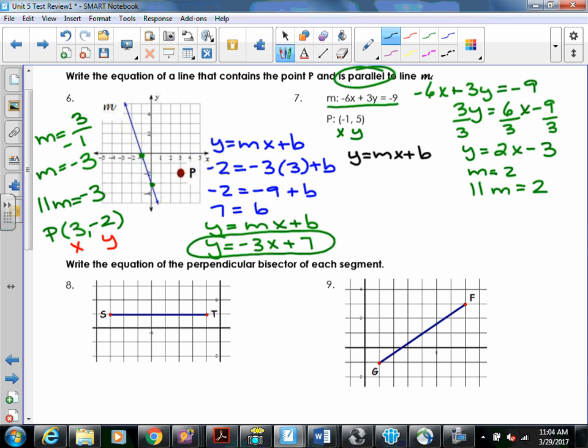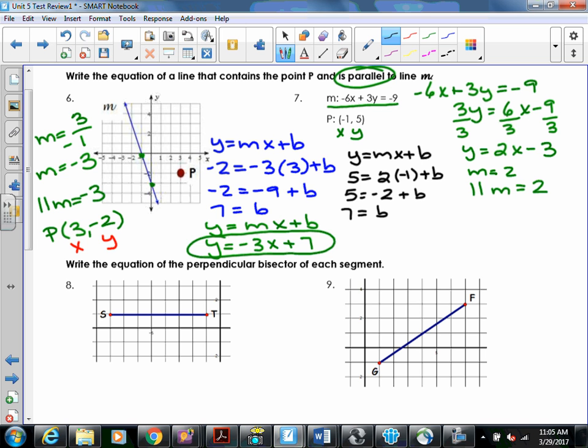Now, what is my y for this equation? So 5 equals, what is m? What is x? Okay, so 5 equals 2 times negative 1 plus b. 5 equals negative 2 plus b. What do I do now? Add 2 and you have 7 equals b. So now I know what my y-intercept is going to be.